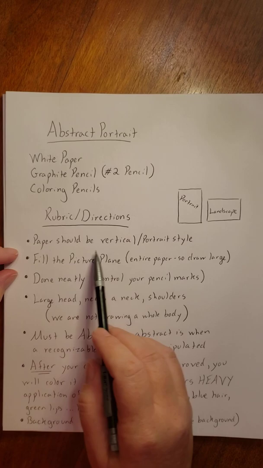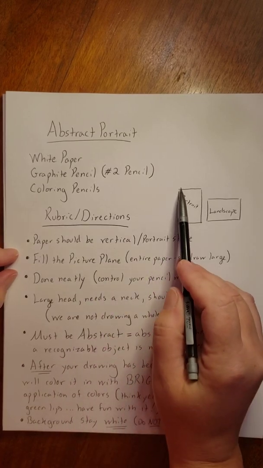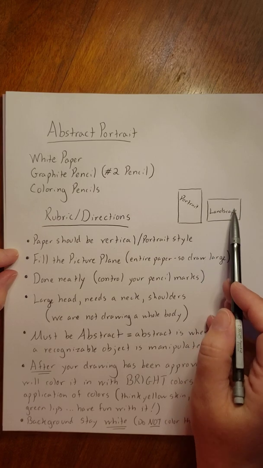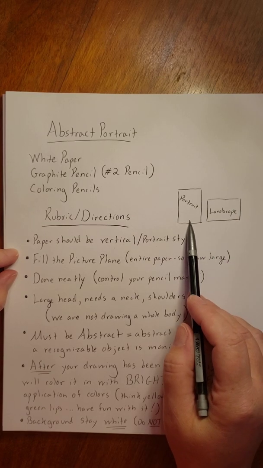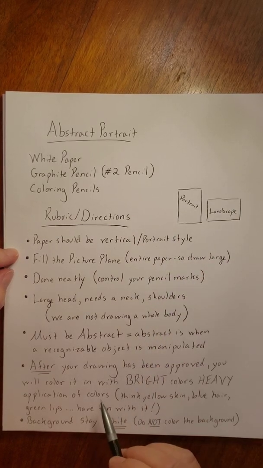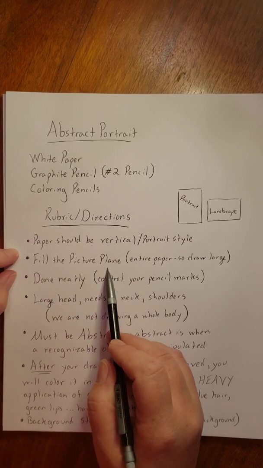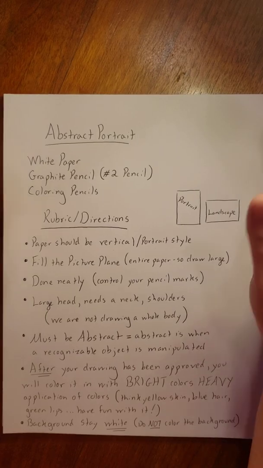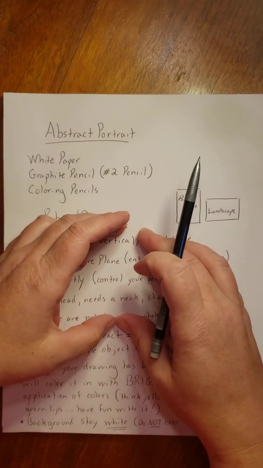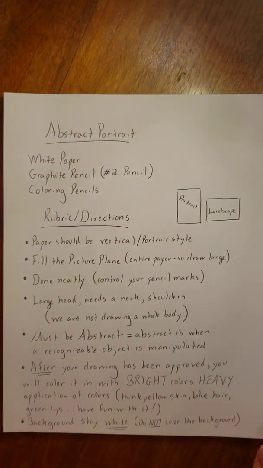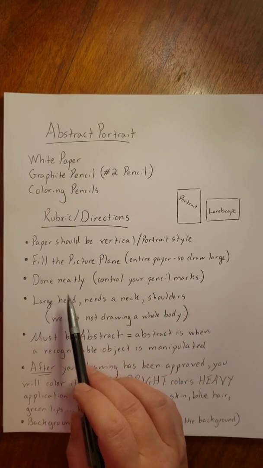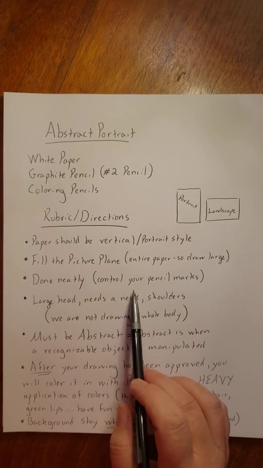Your white paper should be vertical or portrait style. So we want it to be this direction, not this direction. A portrait style is vertical, up and down. We will fill the picture plane. That means you need to fill the entire paper. You can't have a piece of paper this big and draw something really tiny. We want to fill up that space, so we're going to draw large. It needs to be done neatly. We want to control our pencil marks.